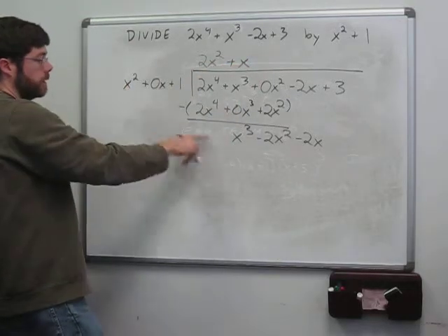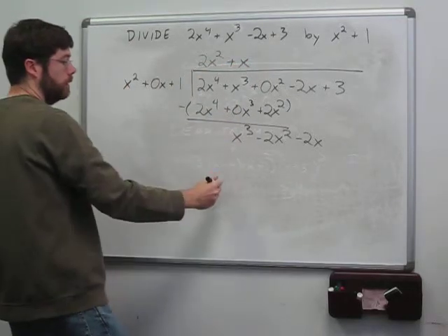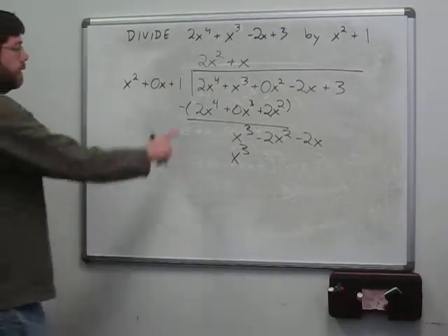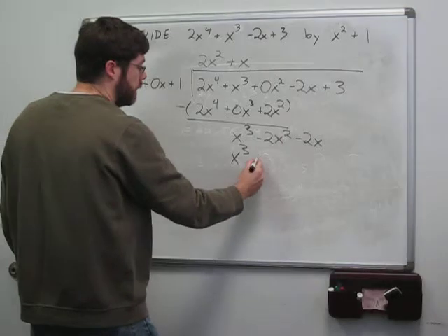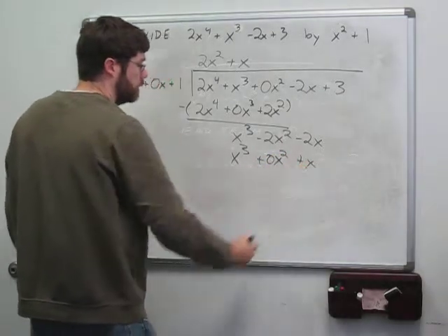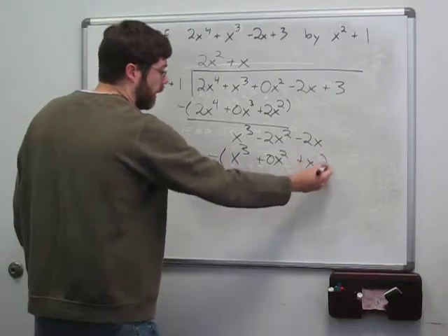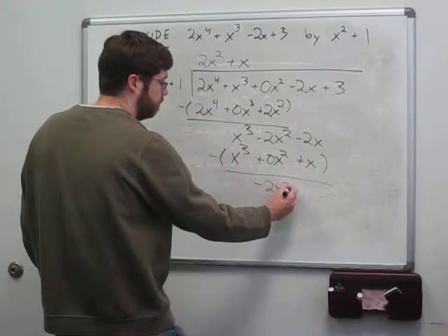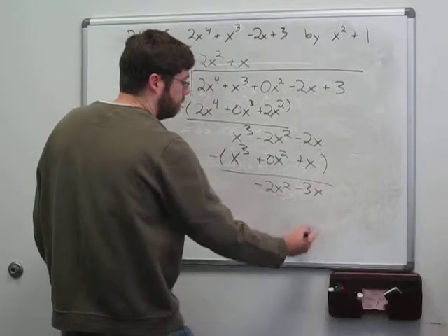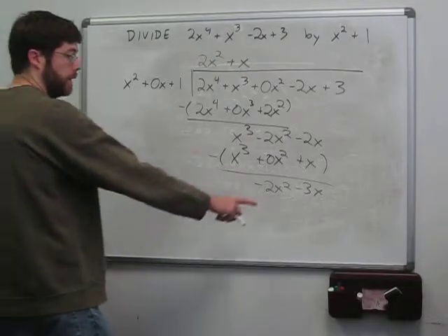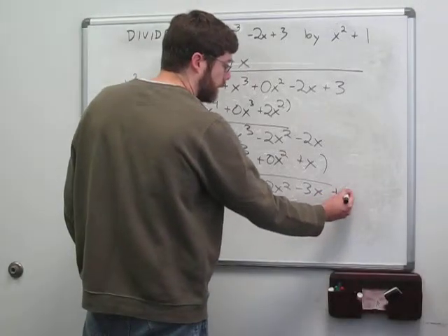X times x squared will get us x cubed. And then x times the rest of the divisor, 0x squared plus x, and subtract. After we subtract, we're left with a negative 2x squared minus a 3x. Bring the last term down.